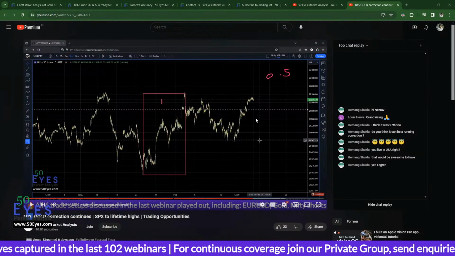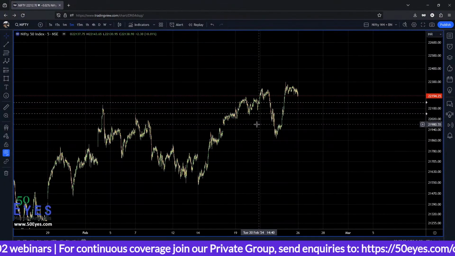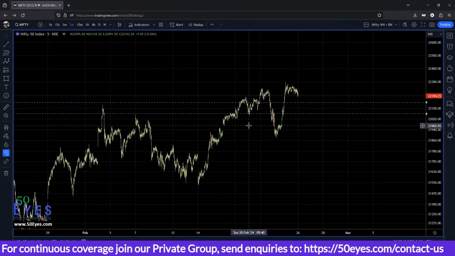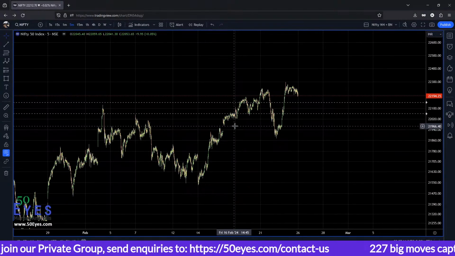Here's the actual chart of Nifty, and this was a discussion done on 16th February.